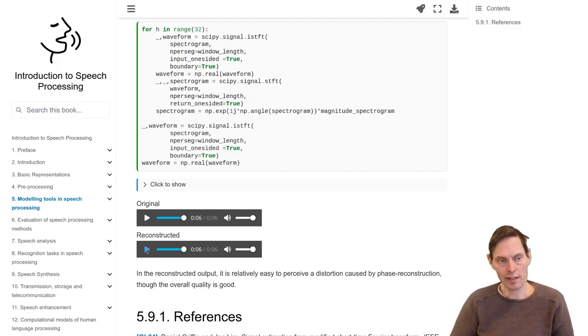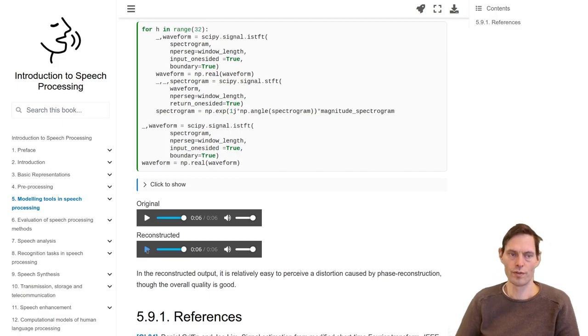Of course, admittedly, this is a difficult case for Griffin-Lim because we removed the phase entirely. In more typical cases, we have a noisy phase to work with. Then it's much easier to reconstruct the spectrum, because you are already rather close to the global minimum and not as easily diverted to a local minimum.